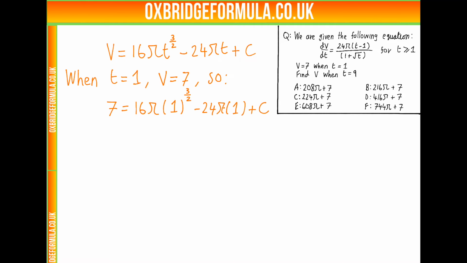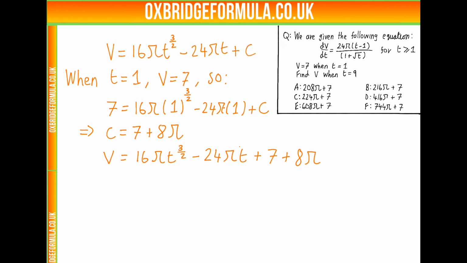So we know 7 is equal to 16 pi times 1 to the 3 over 2, minus 24 pi times 1, plus c. Now 1 to the 3 over 2 is 1, and we just get minus 24 pi here. So we get 7 equal to minus 8 pi plus c. Bringing all this over to the other side, we get c is 7 plus 8 pi. That's excellent, because now we've got a full expression for v: 16 pi t to the 3 over 2 minus 24 pi t plus 7 plus 8 pi. This is also reassuring because we've got the plus 7, which is in all these answers. So we are certainly on the right lines.